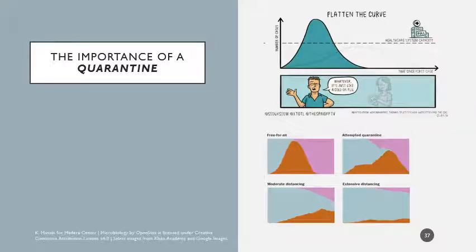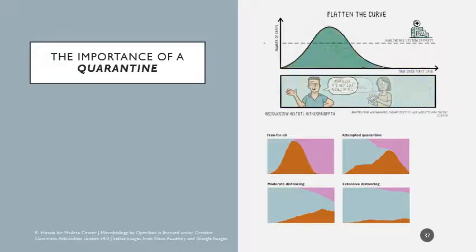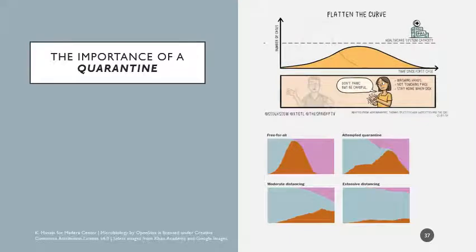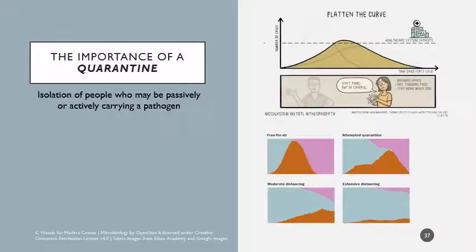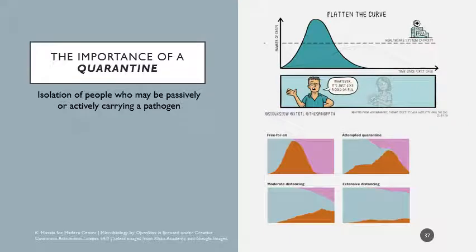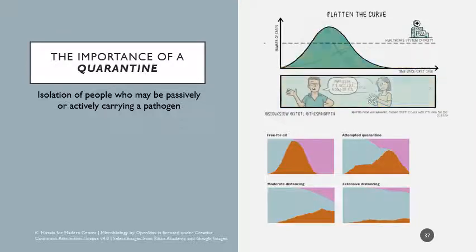So one thing that I wanted to touch base on is why quarantines are so important. I'm sure a lot of you have seen all the stuff about flatten the curve, making sure that we don't overwhelm healthcare systems. So when we quarantine, what we're doing is isolating people who may be passively or actively carrying a pathogen. So quarantine is technically different from social distancing or social isolation, or self-isolation.